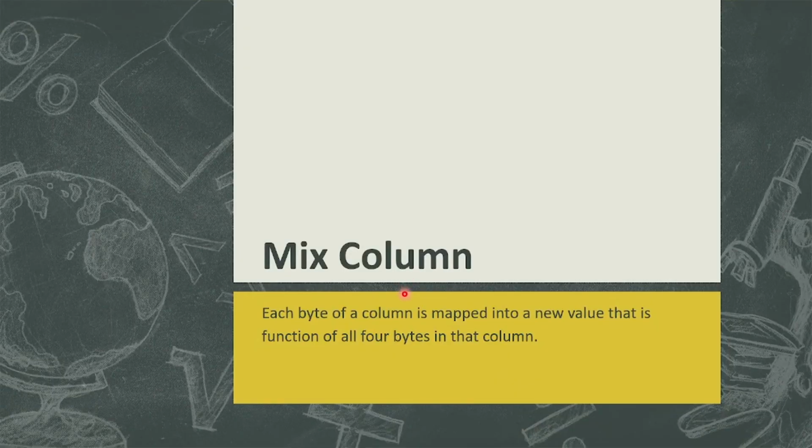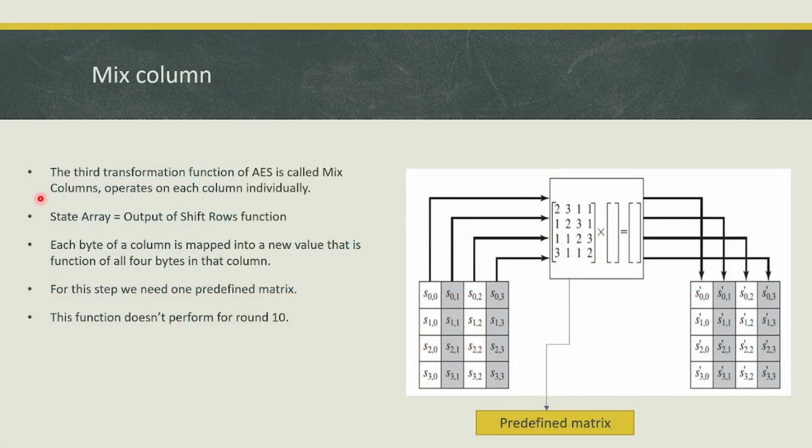Now we will see the third transformation function. The third transformation function of AES is called mix column. This operation operates on each column individually. The input of this transformation function is the output of the previous step, which is the shift row function. For this step, we need one predefined matrix, and we have to multiply each column with this predefined matrix.